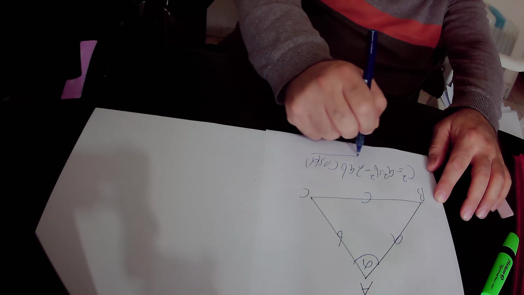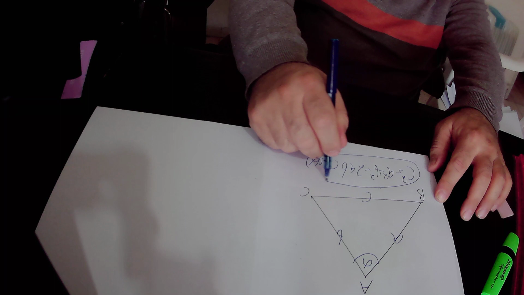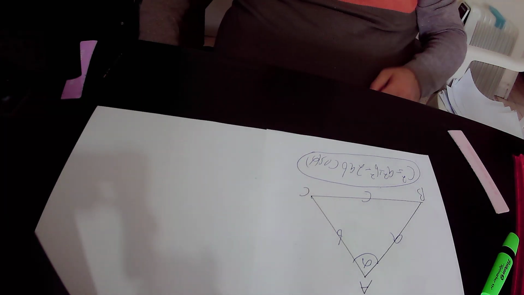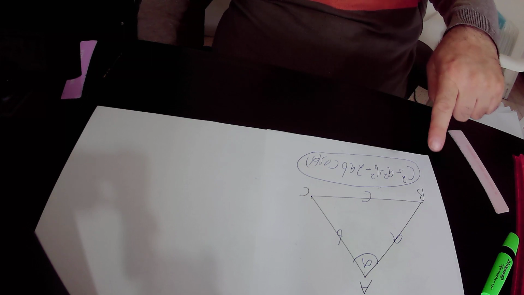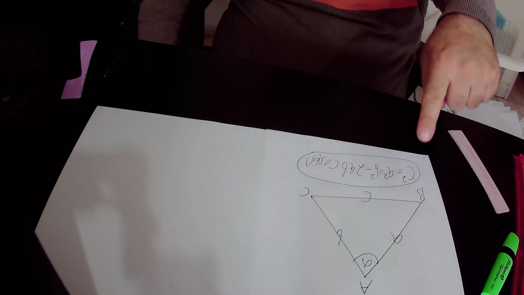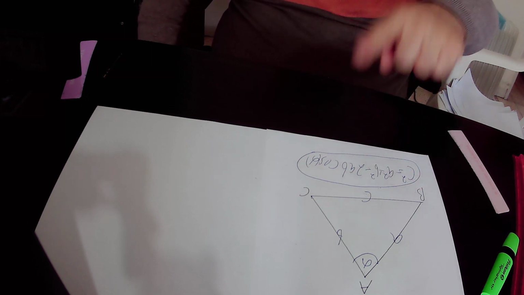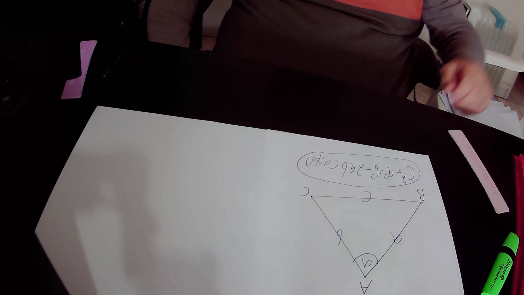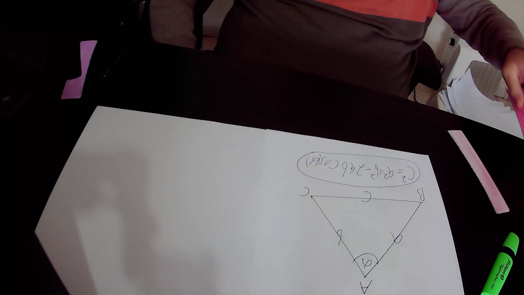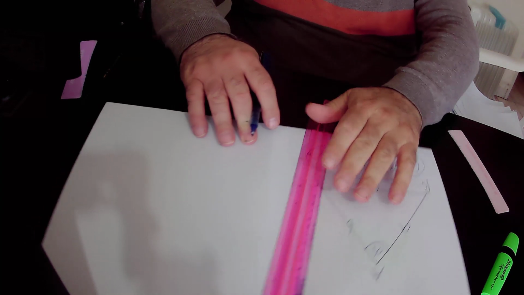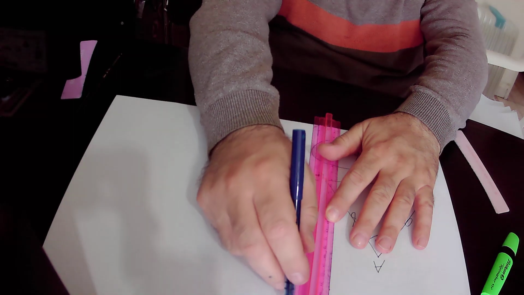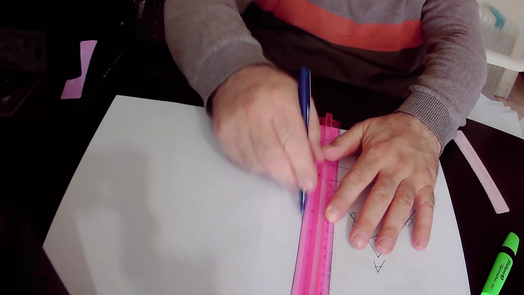I'll repeat again. In this triangle ABC, which can be any triangle, C squared equals A squared plus B squared minus 2 times A times B times cosine alpha. Now we will implement the law of cosines in triangle AOC. So I copy triangle AOC in this page and we will implement the law of cosines in it.